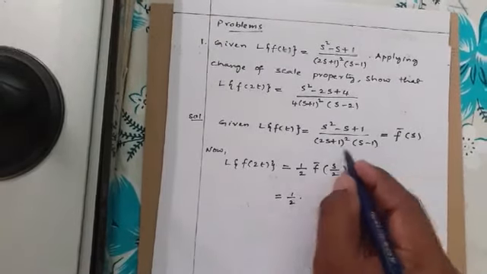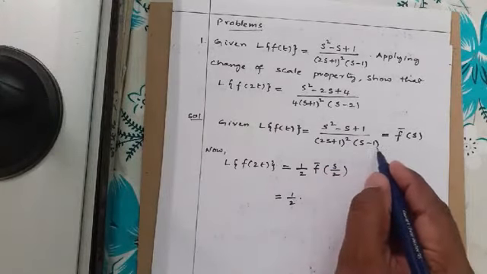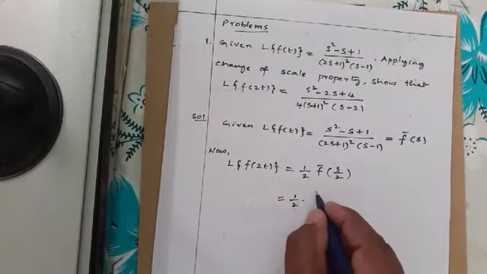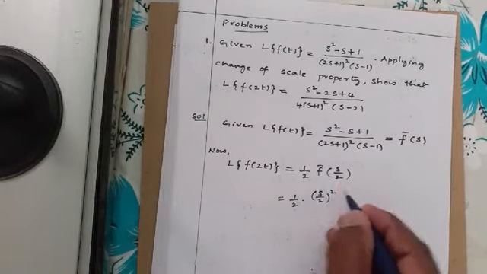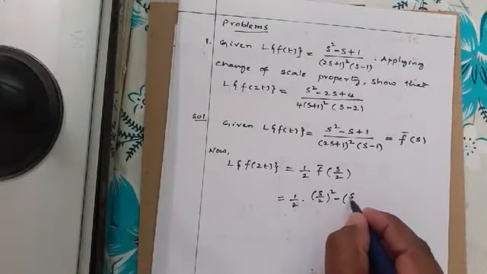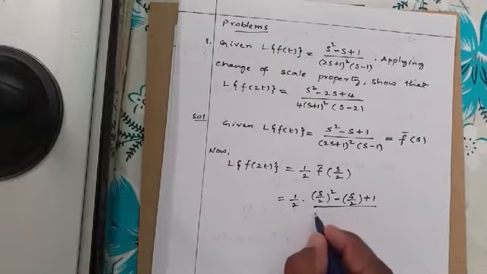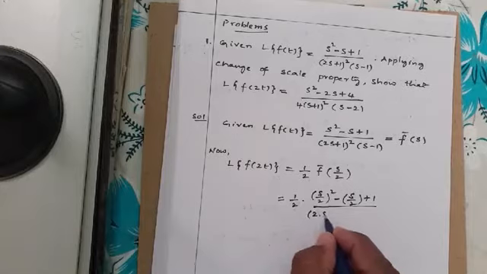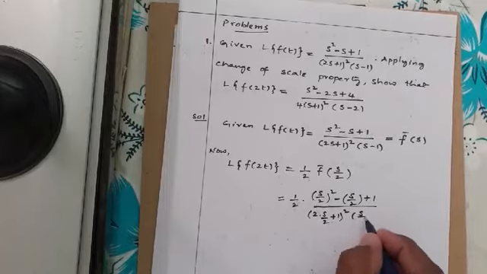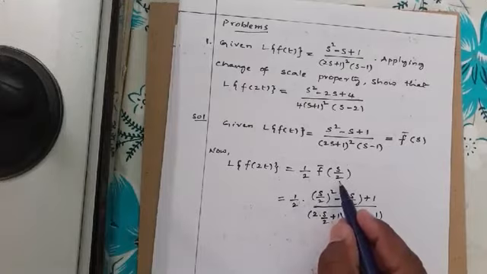We know f bar s is nothing but s square minus s plus 1 by 2s plus 1 whole square into s minus 1. Wherever s appears, we have to substitute s by 2. So this becomes s by 2 whole square minus s by 2 plus 1 upon 2 into s by 2 plus 1 whole square into s by 2 minus 1. So in f bar s we have substituted s by 2 in the place of s.